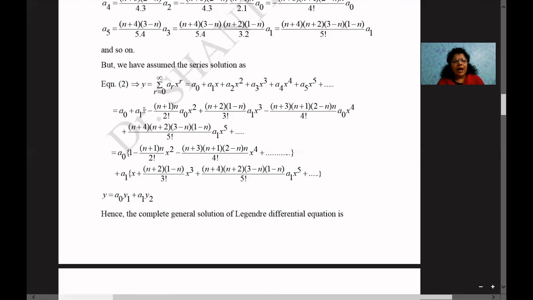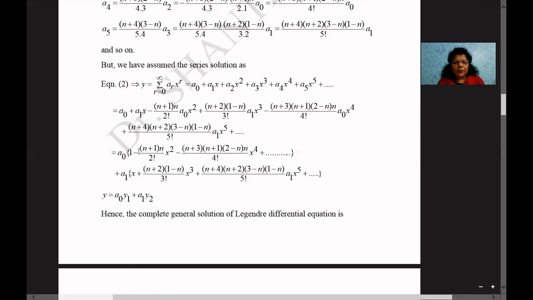Now again, I am taking A1 common outside, plus A1 of, what is left out from the second term? Only x. What is left out from the fourth term? (n plus 2) into (1 minus n) divided by 3 factorial into x cube. That I am writing. From the last term, what is left out after taking A1 outside? (n plus 4) into (n plus 2) into (3 minus n) into (1 minus n) divided by 5 factorial into x power 5 plus etc. Correct? It's an infinite series.